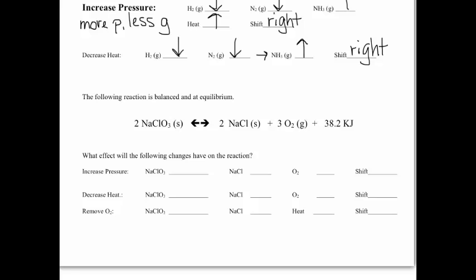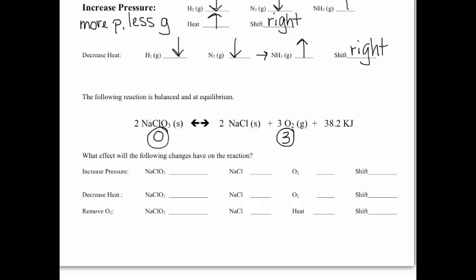New equation, a little less messy. The first question is about pressure. So before you can even answer anything, you need to check to make sure you have at least one gas in your reaction. This is a solid, this is a solid, oh, there's a gas. So something will happen when you change the pressure. So we're going to add up just the moles of gas. And on the left side, there are 0 moles of gas. And on the right side, we have 3 moles of gas.